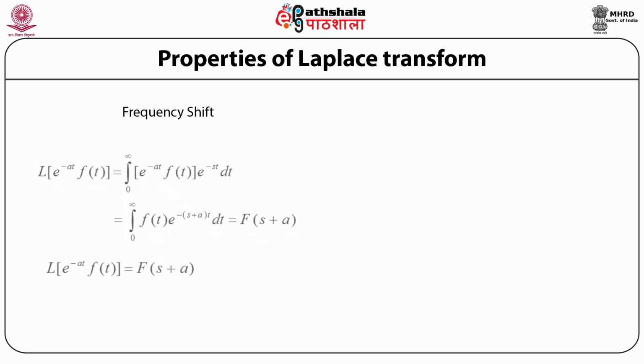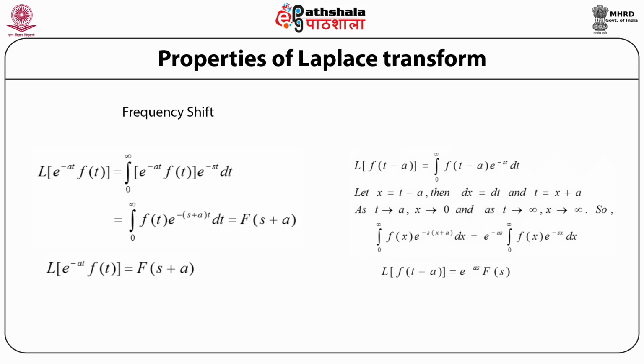Let's say we have a function f of t and the frequency has to be changed, then how is it going to affect? That is equivalent to multiplying f of t by a function e power minus at. So once you do the operations as shown, e power minus at f of t, then you multiply by e power minus st dt and integrate from 0 to infinity. Then you can add the minus st and minus at, and it becomes f of s plus a. Now that's the frequency shift.